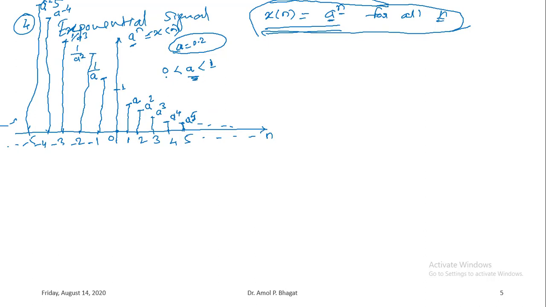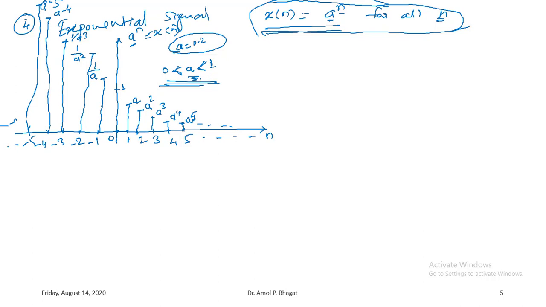Okay, so likewise the signal value will be decreasing, as I have taken the value of a which is greater than 0 and less than 1. So that is the first graphical representation of this exponential signal for this condition, where the value of a is greater than 0 and less than 1.